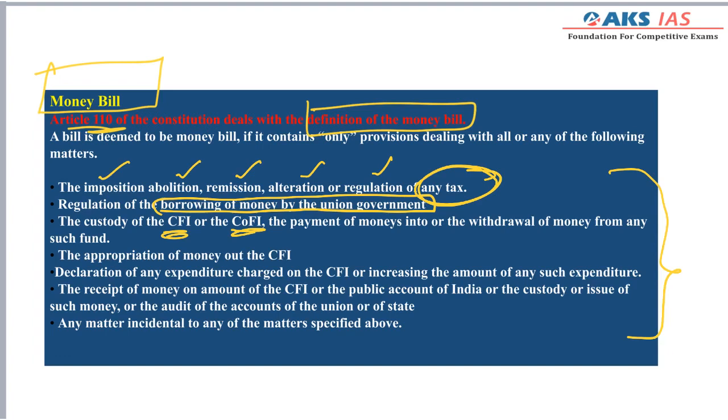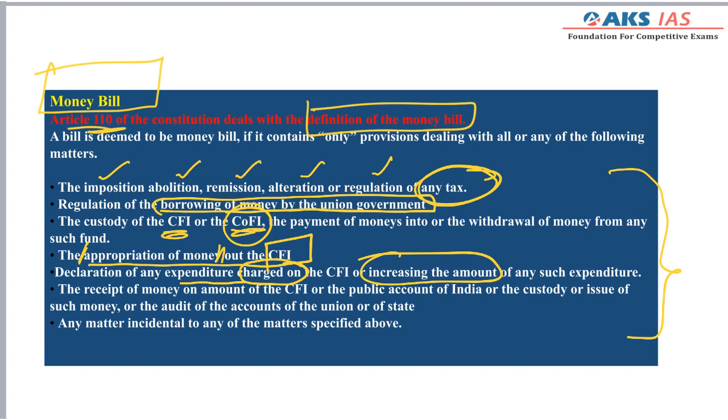The 4th one is the appropriation of money out of the Consolidated Fund of India. Remember, here we are also talking about the Contingency Fund of India: the custody of the Consolidated Fund as well as the Contingency Fund comes under the money bill, whereas the appropriation of money out of the Consolidated Fund of India is a separate clause. The 5th is the declaration of any expenditure charged on the Consolidated Fund of India or increasing the amount of any such expenditure, which also comes under the money bill.